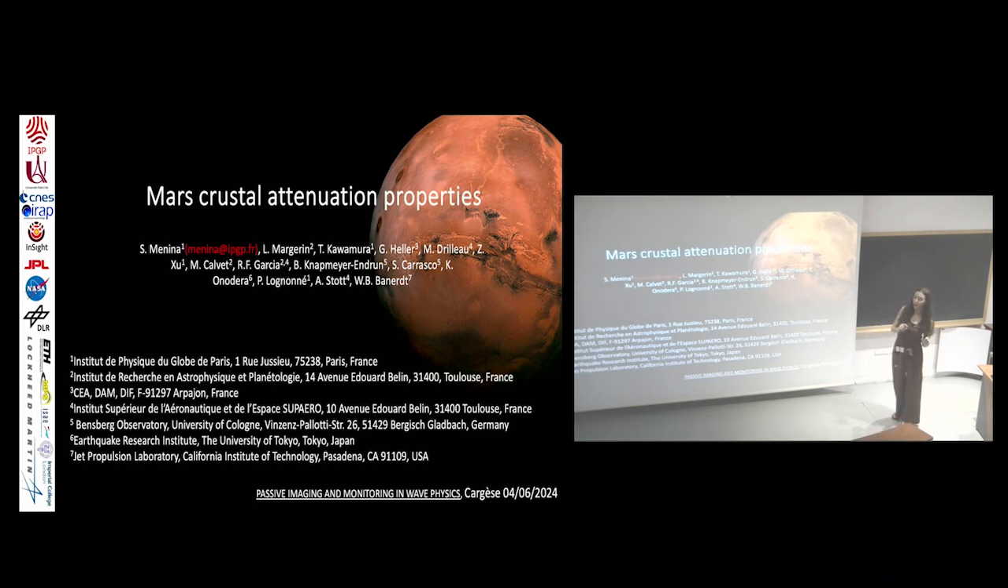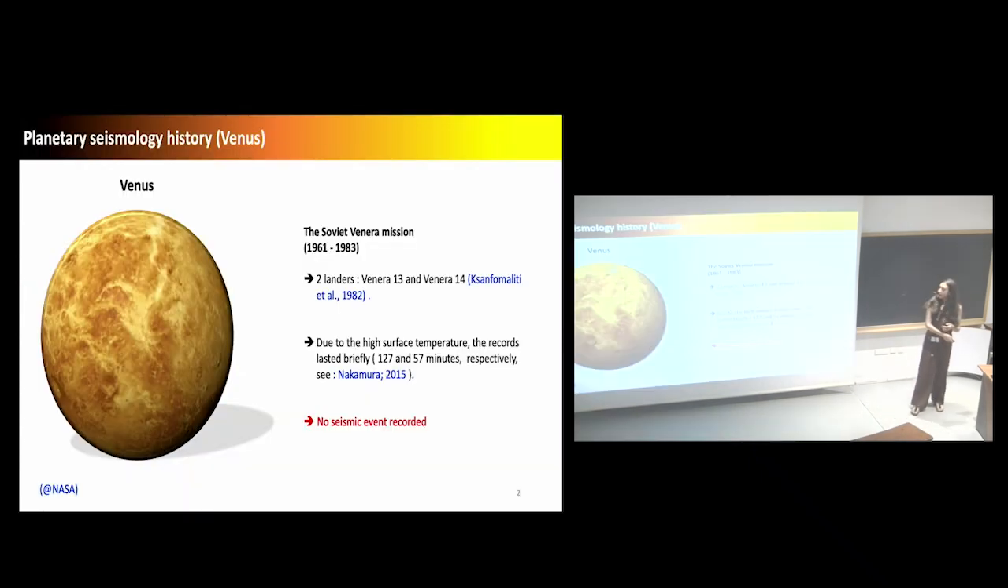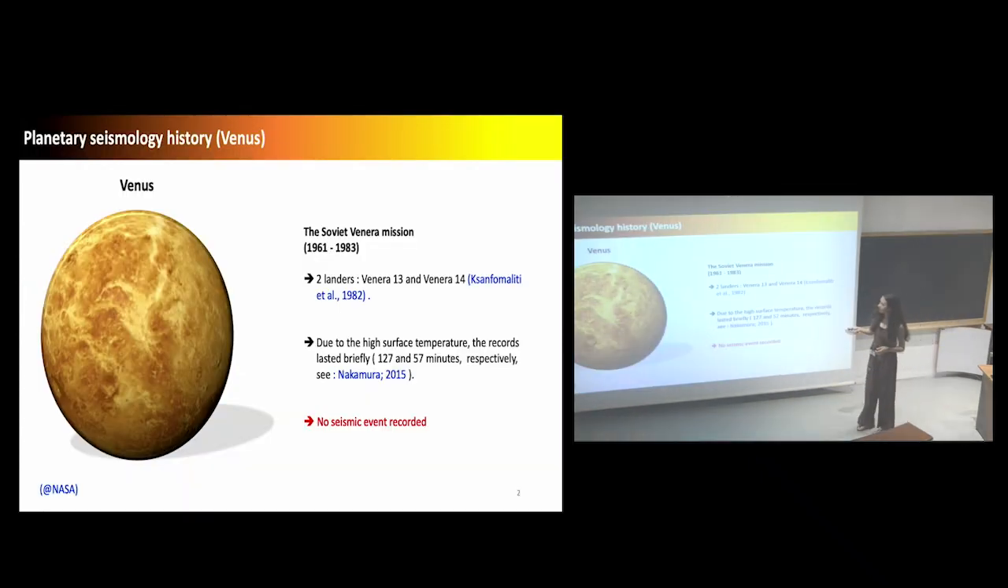And actually, we were able to deploy instruments or seismometers on only 3 telluric objects. So the first one is Venus, as you can see here, with the Soviet Venera mission. It was a series of missions to Venus. With Venera 13 and 14, there were 2 landers, and they had 2 seismometers, 1 on each lander. So they were able to land on the surface of the planet and also to have a record.